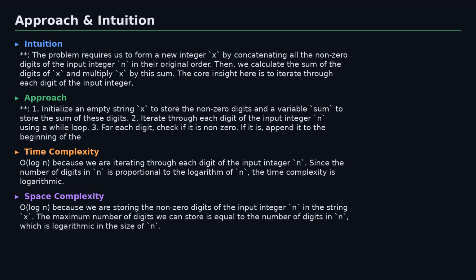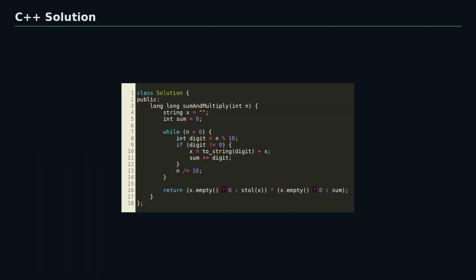Now that we have an idea of what we need to do, let's walk through the steps involved. We start by taking the input integer and iterating through each of its digits. For each digit, we check if it's non-zero, and if it is, we add it to our new integer. We also keep track of the sum of these digits as we go. Once we've iterated through all the digits, we can calculate the final result by multiplying our new integer by the sum of its digits. So, let's take a look at the C++ code that implements this approach.